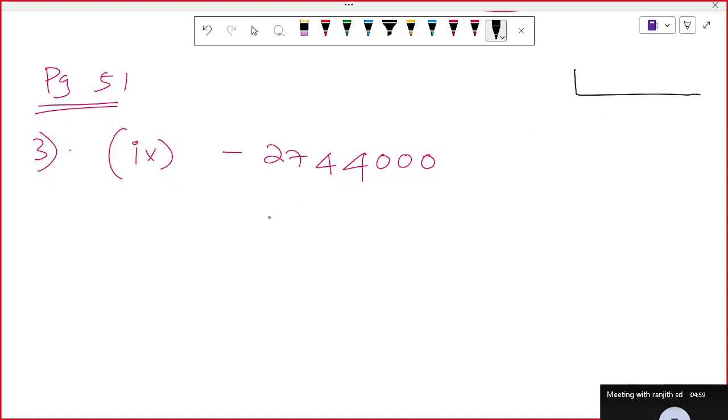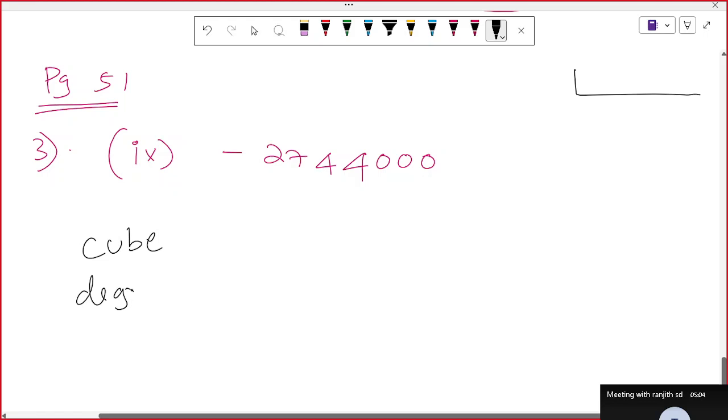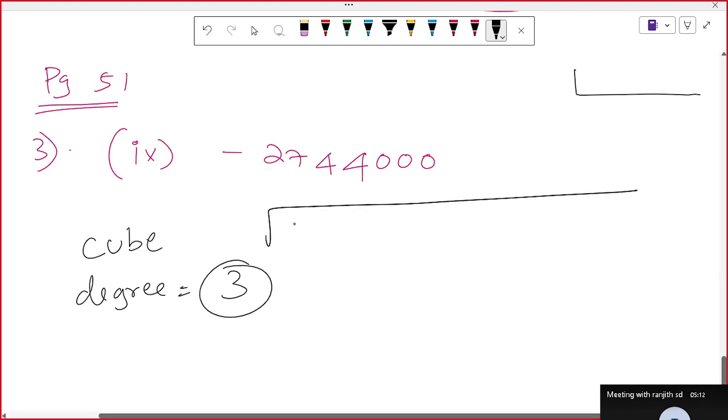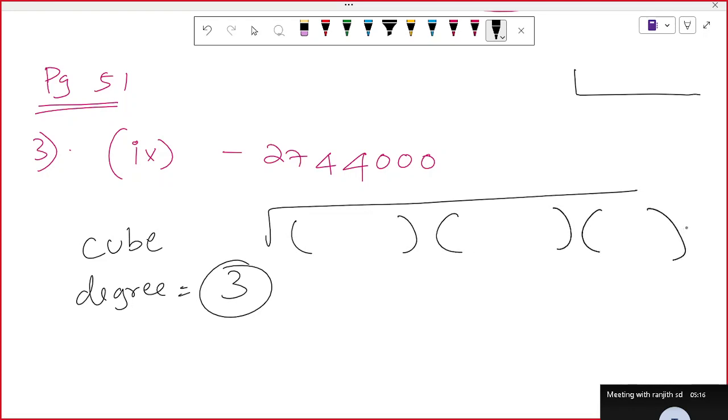You have to find the cube root. For cube root, what's the degree? For cube, what's the degree? Yes, sir. The degree is 3, right? So you have to group three values. Once you find, group three numbers to find the cube root.